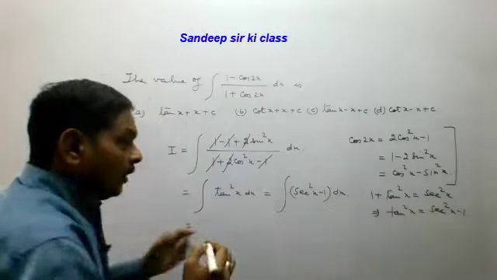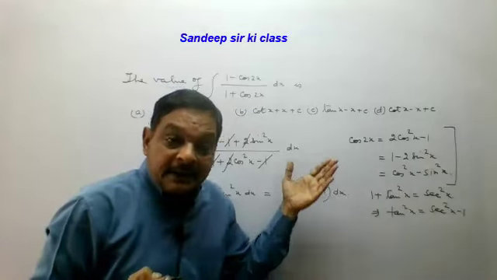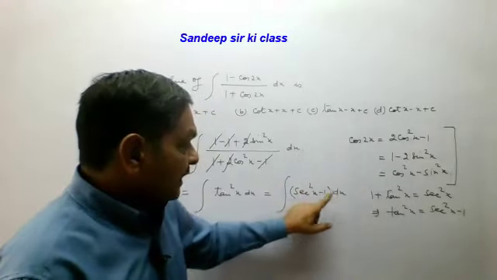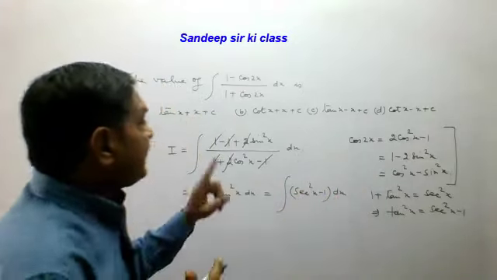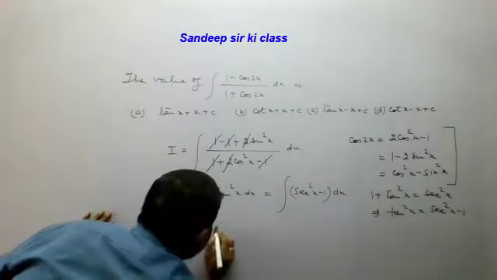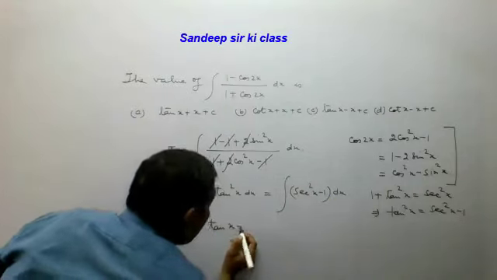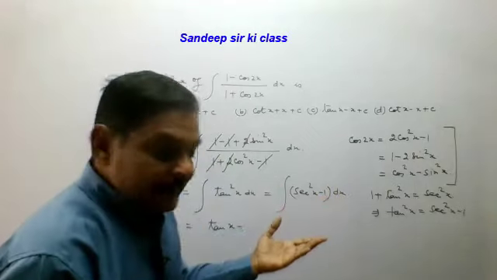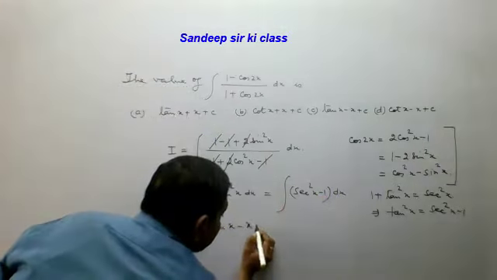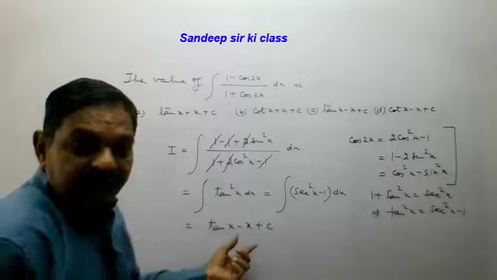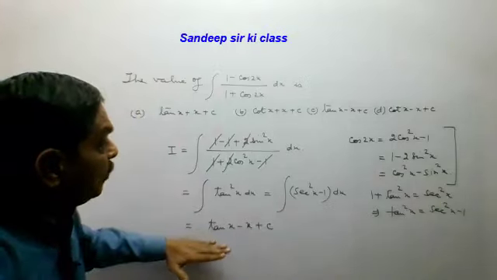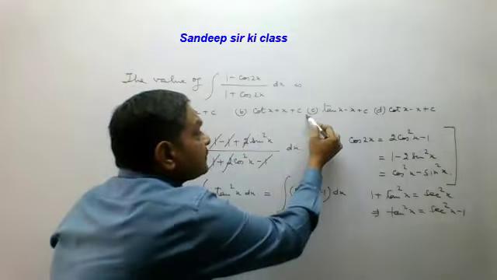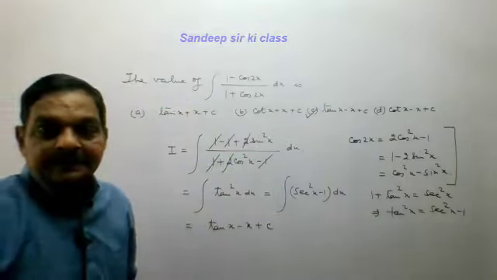We have now reduced the expression in the form of standard formulae. We know that integration of sec square x dx is tan x. So this is equal to tan x minus integration of 1 dx, which we know is x. So minus x here plus c, constant of integration. The value here, c, is the correct answer: tan x minus x plus c.